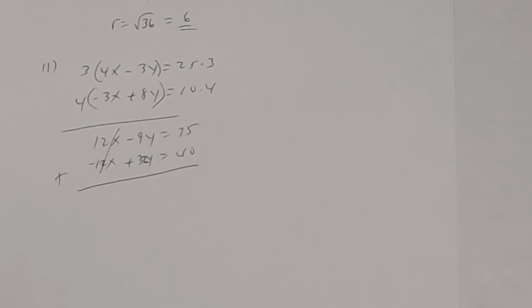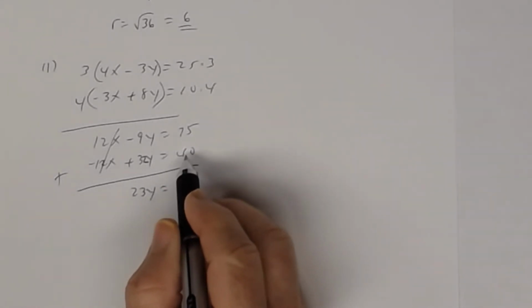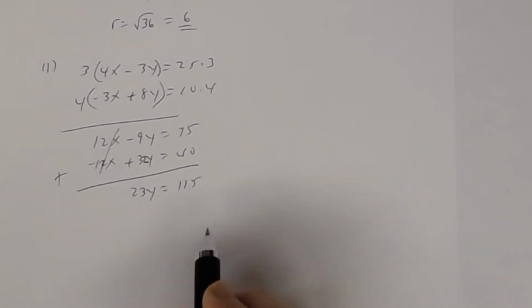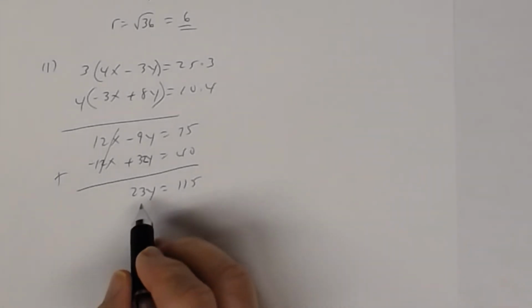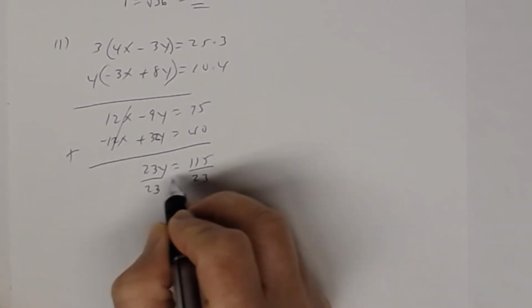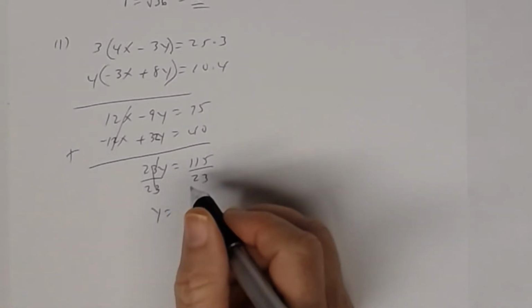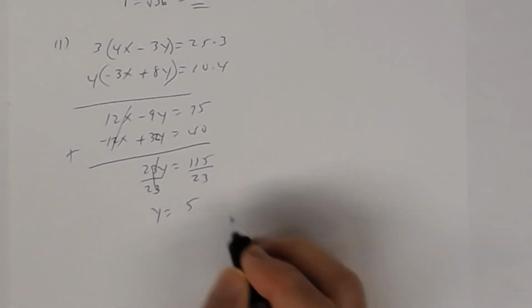−9y and positive 32y gives us 23y, right? Equal, and then 75 plus 40 gives us 115. All right, and so now we're going to solve for y. Divide both sides by 23. And when we divide both sides by 23, 115 divided by 23 is going to be 5. So I get y to be 5.